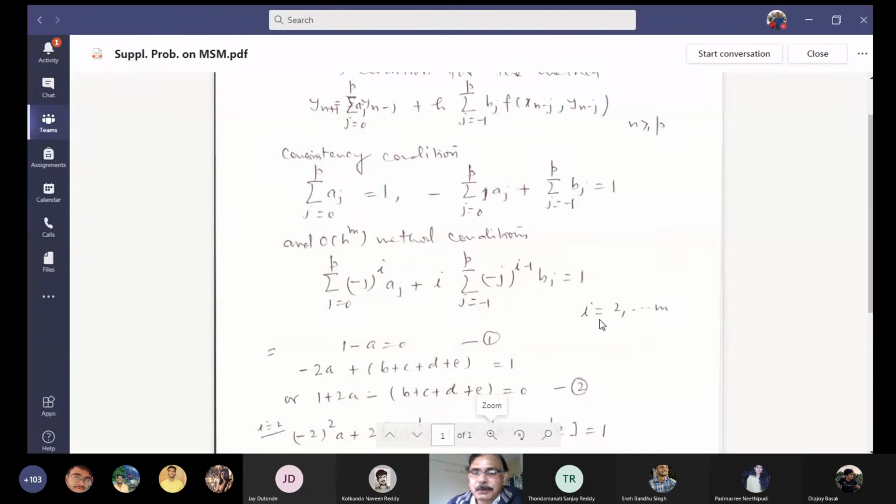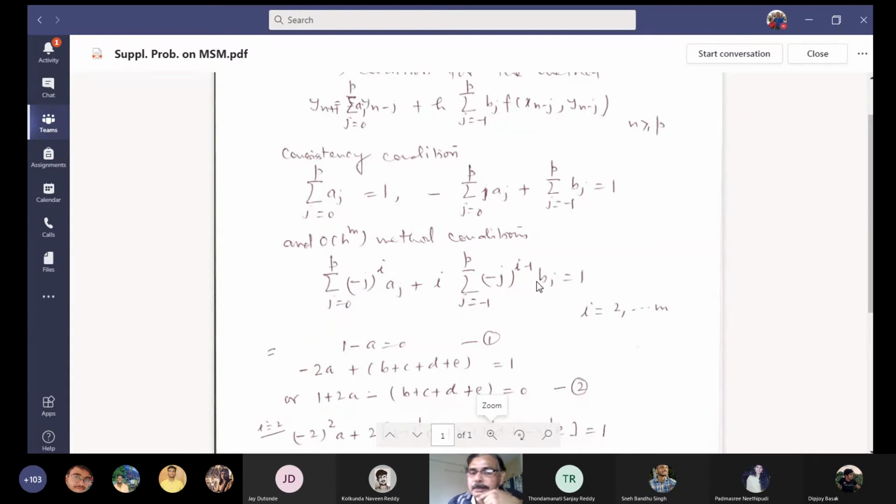For i equal to 2, you have to use this equation, the summation j running from 0 to p of minus j to the power i. Since i is 2, this will be squared, so it is plus. So the summation j running from 0 to p of a_j plus i means 2 times the summation j running from -1 to p of minus j to the power i minus 1, that is only minus j, and then b_j. The b_j's are known to you.